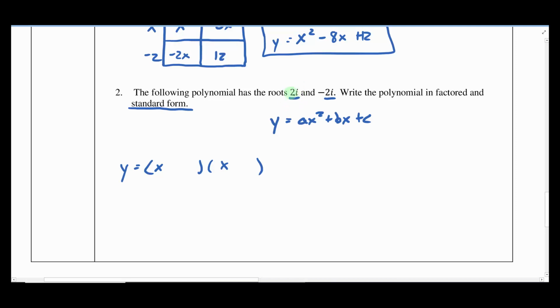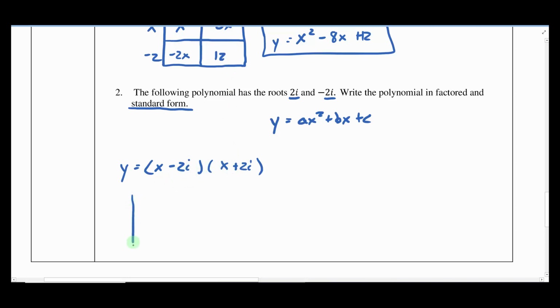Now remember how the relationship between factors and roots works, right? It's always the opposite. So if I have a positive 2i as a root, then I'm going to have negative 2i in my factor, right? So x minus 2i is the factor that corresponds to positive 2i. And then I do the same thing for negative 2i. So if I have a root of negative 2i, I'm going to have an x plus 2i in my second factor. So there's the factored form of our polynomial.